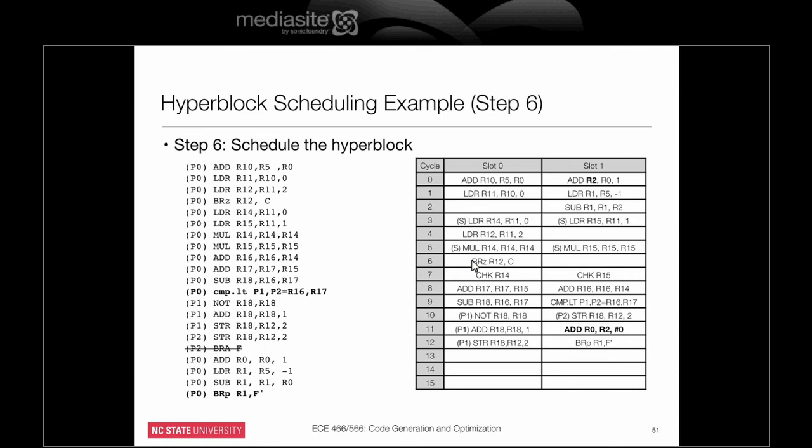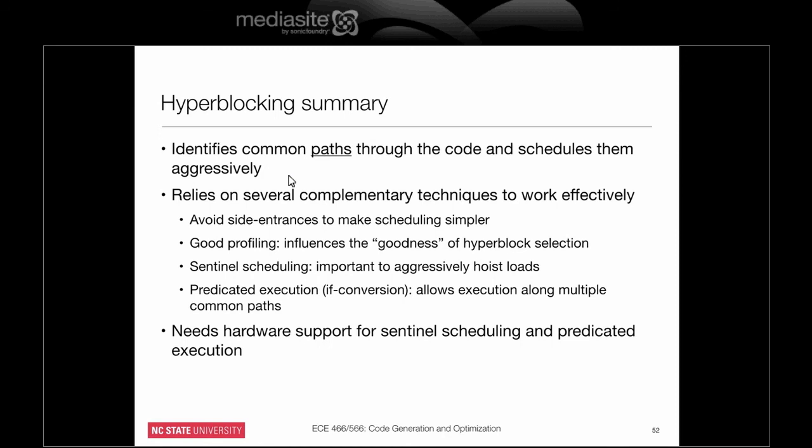Now, if you went back to my original control flow graph and cycle scheduled each block independently, and then figured out how long that schedule would be, it would be at least twice as long as this schedule. So it might be an interesting exercise for you to see what the benefits of this global scheduling actually were. It'd be very hard to get a schedule this compact without doing a hyperblock schedule and without using predication. Okay, so in summary, hyperblock scheduling identifies common paths through the code and schedules them aggressively.